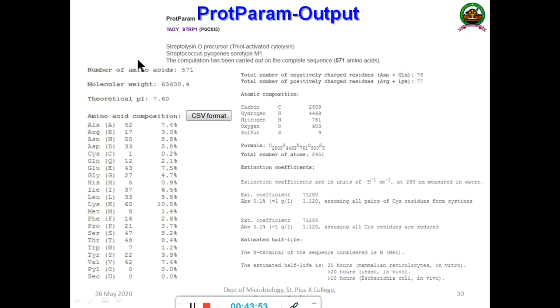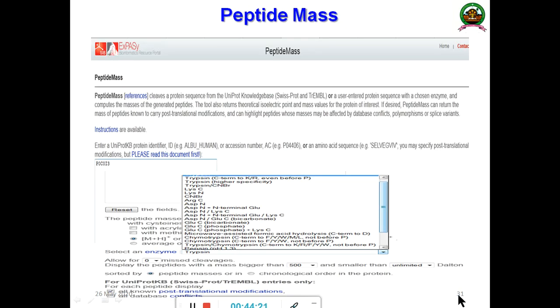So whatever preliminary information you want: the number of amino acids, molecular weight, theoretical isoelectric point, and the concentration of each amino acid, the percentage of alanine, arginine, leucine, valine, tryptophan, the number of carbon, hydrogen, nitrogen, oxygen atoms, the molecular formula, the extinction coefficient, and what their half-life is. All this information you will be able to get from the primary structure.